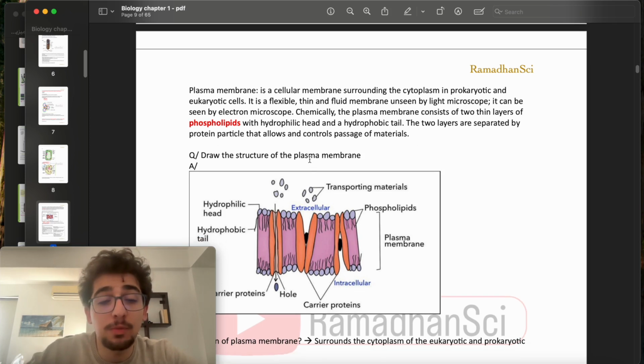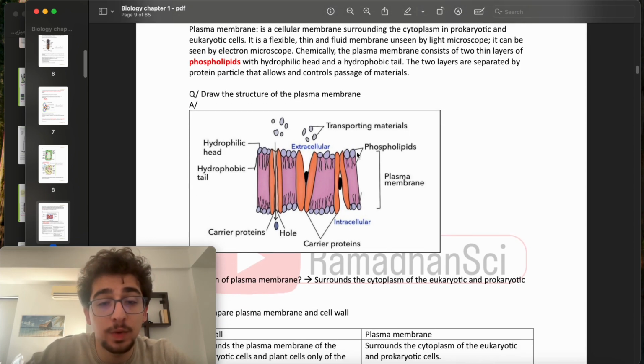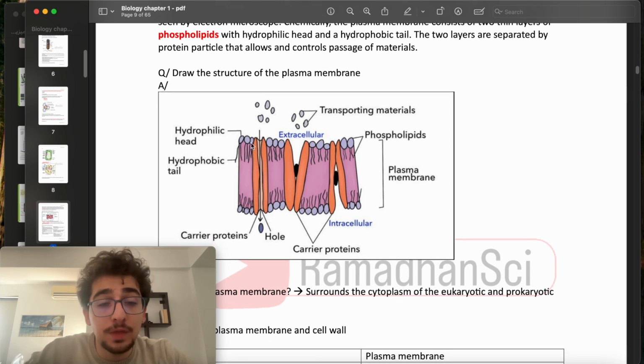Chemically, the chemical composition of the plasma membrane is 2 layers of phospholipids. As you can see, this is one layer, and this is the second layer. Phospholipids are made up of a hydrophilic head, meaning its water-loving part, and a hydrophobic tail, which does not like water, hates water, afraid of water. You can see that the hydrophilic head faces the outside and the inside of the cell where water is found. And on the opposite side, we will have the hydrophobic tails.